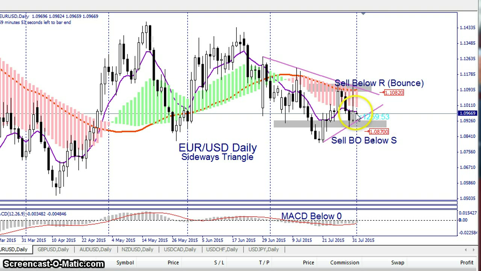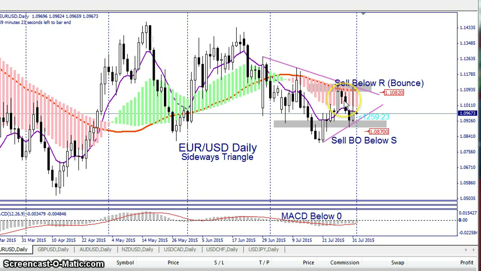Or we can wait for price to move higher, and wait for price to bounce off the resistance, again in this gray rectangle, and come back down again. So again, sell below the resistance, bounce off the resistance at about this price right here, the 1.1082 area. You can see again, price is below this red cloud area.